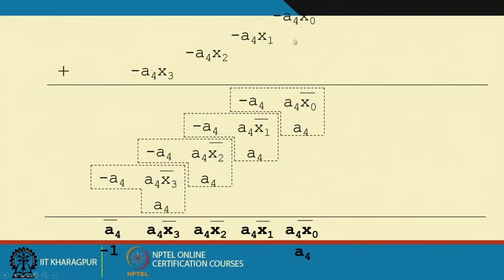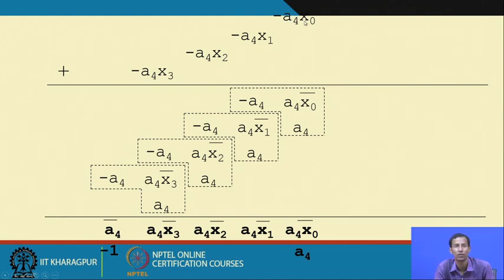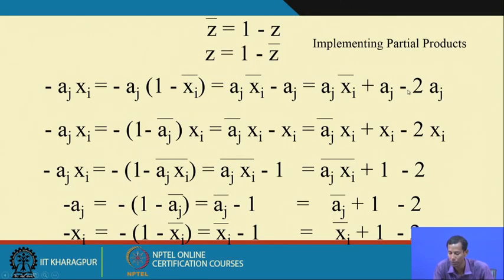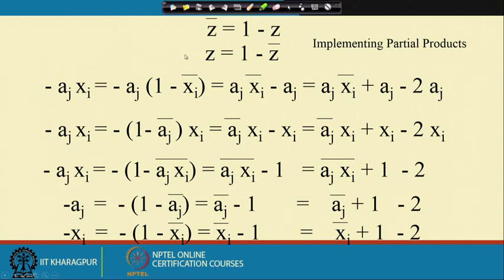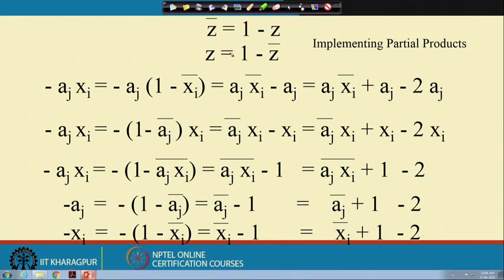Now, for that particular position, suppose minus A4 x0, how will it be represented? It will be minus A4, then A4 x0 bar and A4. Why is it so? Because here you see minus 2 AJ. So, this is minus AJ xi, this particular bit.